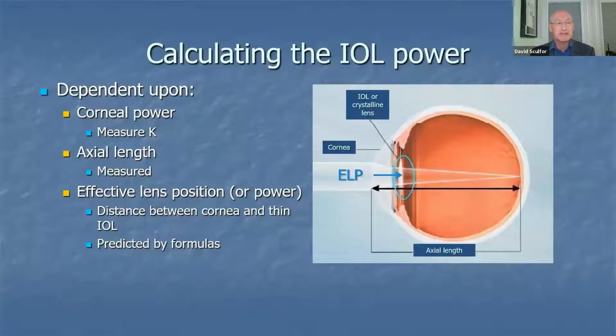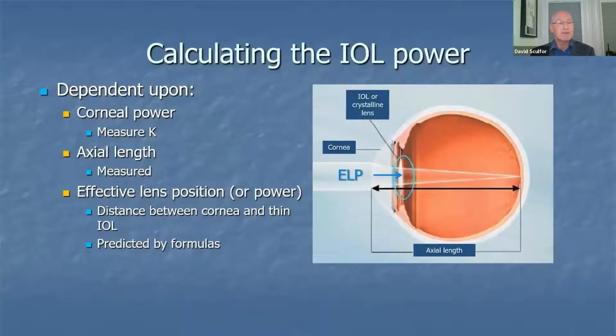And of course, you're not actually measuring the cornea, you are measuring the tear film, which changes every time the patient blinks. We can measure the axial length now to within an accuracy of 1 to 2 hundredths of a millimetre. So axial length in optical biometry really has dropped out as far as errors are concerned.